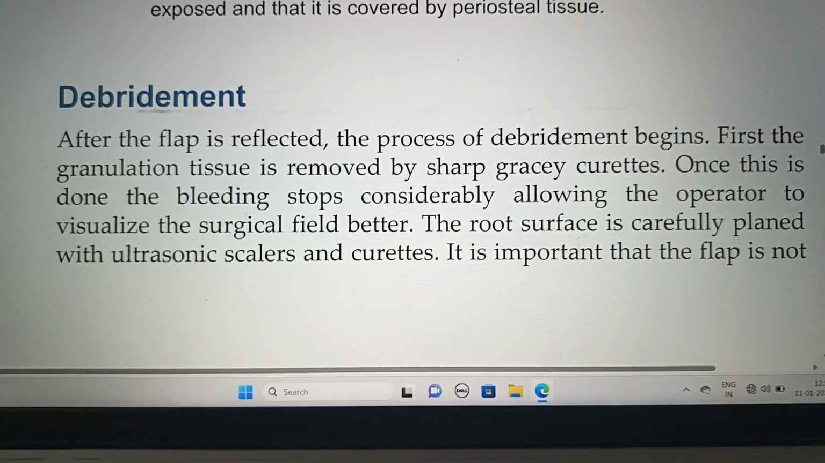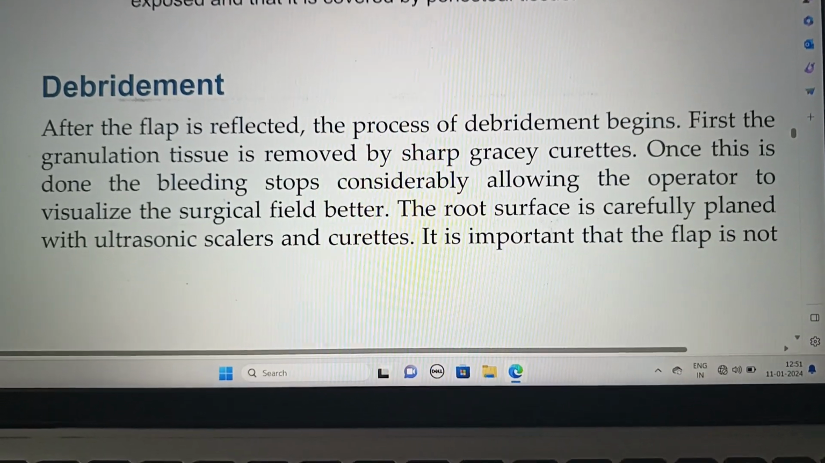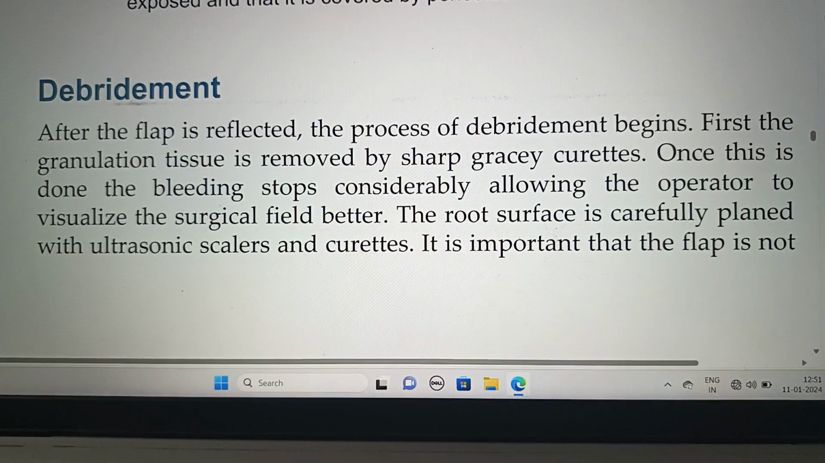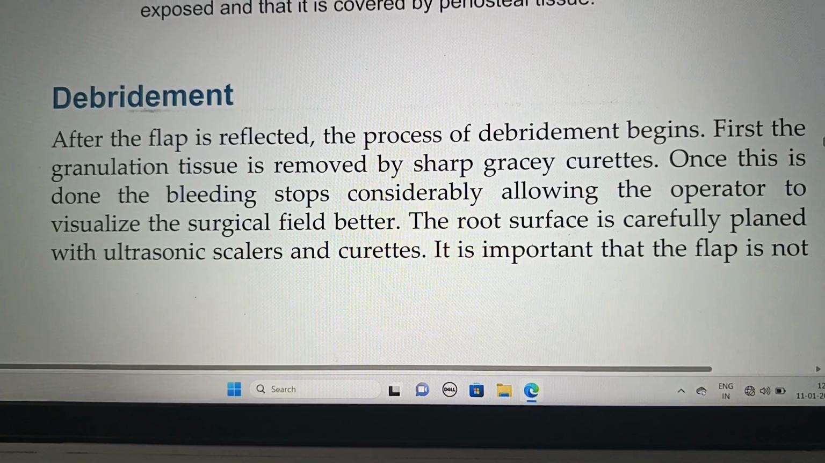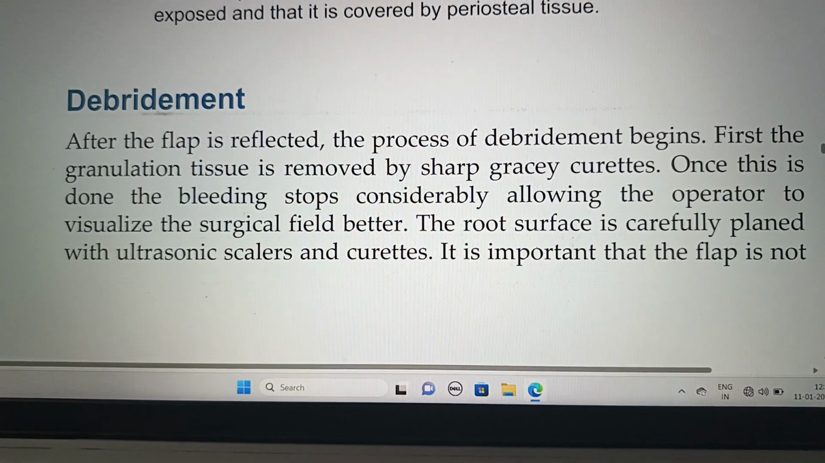After the flap reflection, the process of debridement begins. We have to remove the granulation tissue with sharp Gracey curettes. Once the bleeding stops, we have to view the surgical field and the calculus will be removed by means of hand scalers, curettes or ultrasonic scalers. After debridement, the osseous defect is corrected by regenerative means using bone graft, or resective means by bone recontouring. Then the flap will be approximated by sutures. Suturing techniques will be seen in the next video. Thank you.